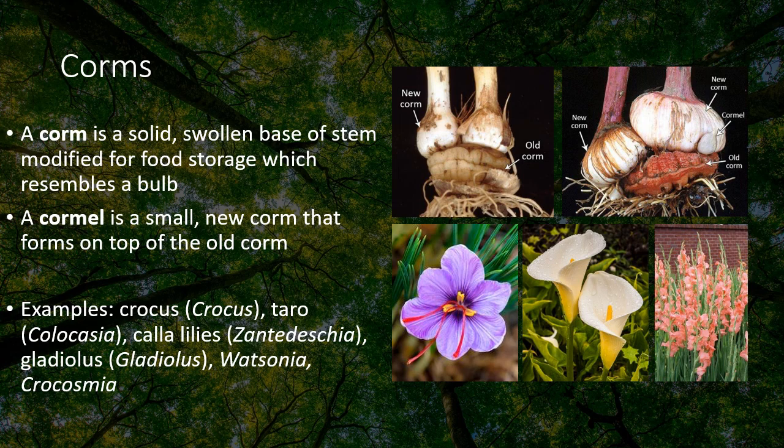Good examples would include crocus, which is on the far bottom left-hand picture, the purple flower, which are very popular early spring flowering corms. Calla lilies in the middle, Zantedeschia, and then gladiolus, Watsonia, and crocosmia, which are all popular as garden and cut flowers.